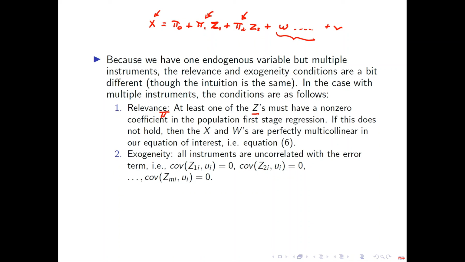And the second condition is the exogeneity condition. And here we need that all the instrumental variables are uncorrelated with the original population error term, the u.